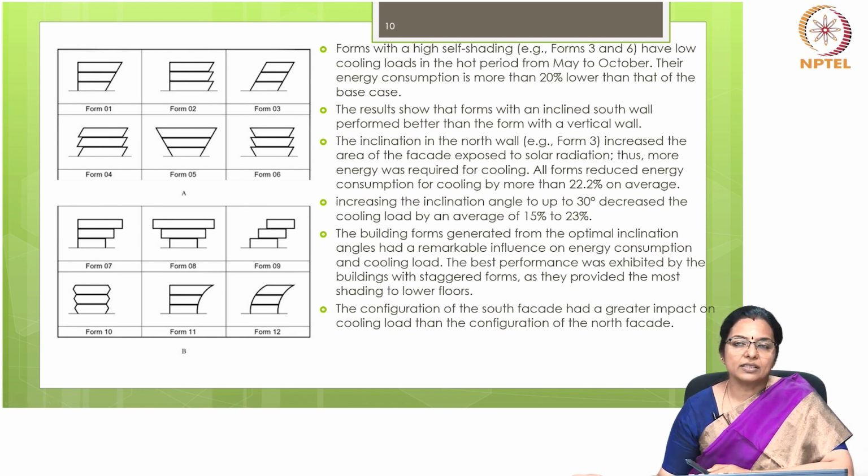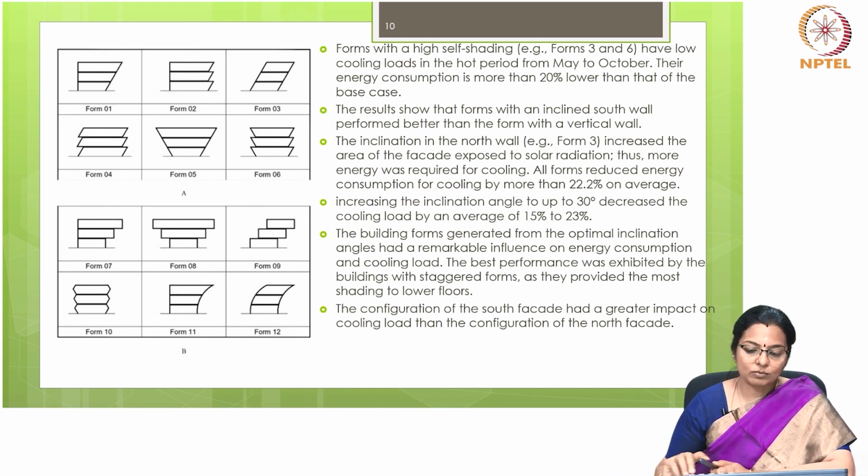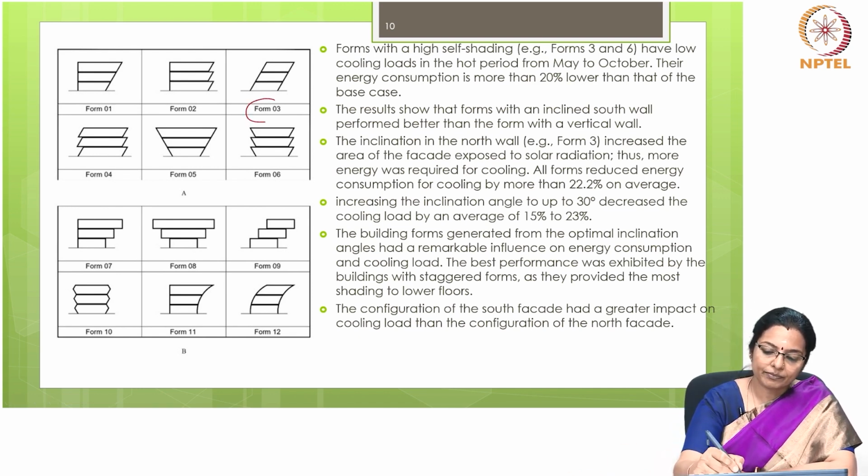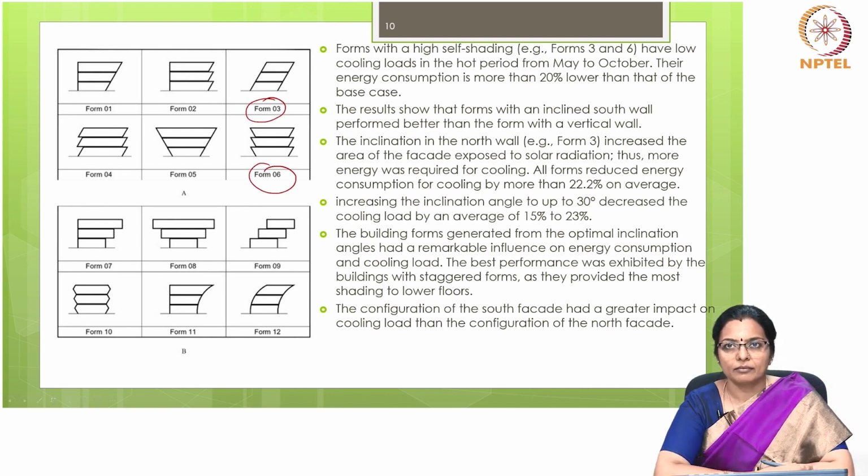Forms with a high self-shading, that is forms 3 and form 6. Both of these forms had high self-shading and they have low cooling loads in the hot period from May to October. Their energy consumption is more than 20% lower than that of the base case.